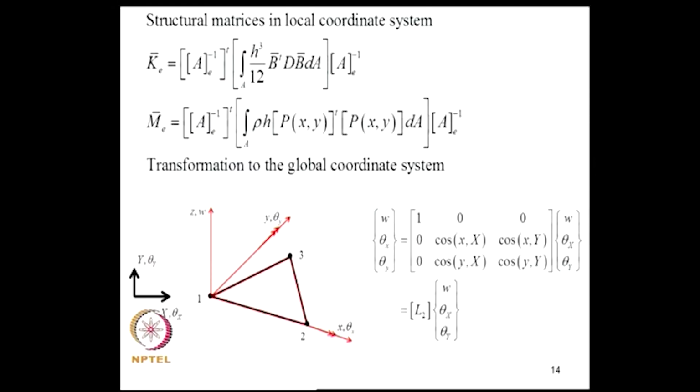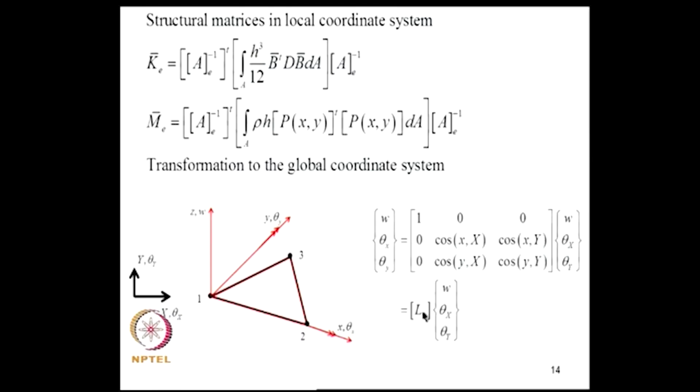So, these are the structural matrices that we have derived till now in the local coordinate system. This is the element stiffness matrix, a bar indicates that it is in local coordinates, this is the element mass matrix. Now, transformation to global coordinate system: you can see here the degrees of freedom W, theta x, theta y in the local coordinates can be shown to be related to the values in the global coordinate system through this transformation matrix. This we have discussed earlier on many occasions, so we will not get into the details.